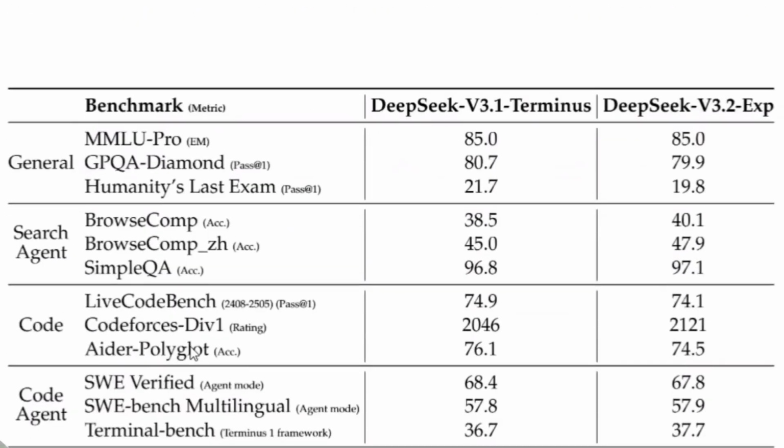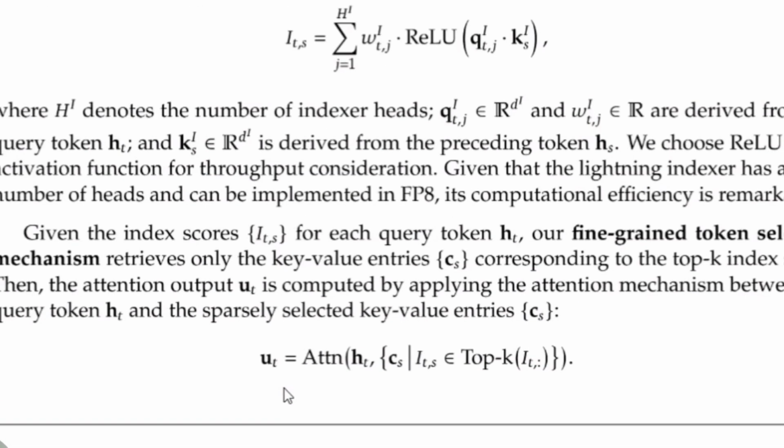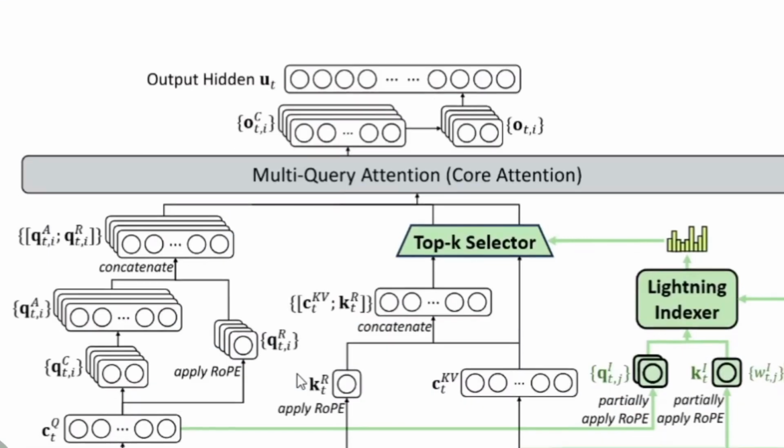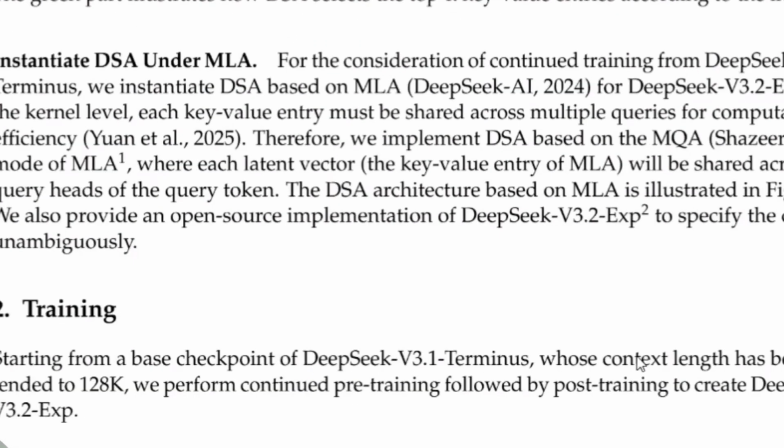The benchmarks show that version 3.2 performs about the same as version 3.1 on most tasks. It's close enough that most people won't notice a difference. Here's the trade-off. If you need perfect accuracy for something critical, like medical or legal work, test it carefully. If you're doing normal stuff like chatbots or summaries, you're fine. This is why it's called experimental.